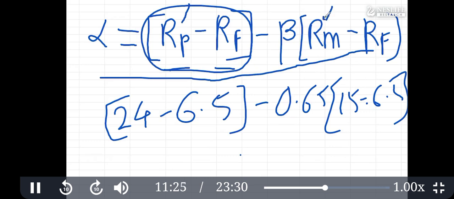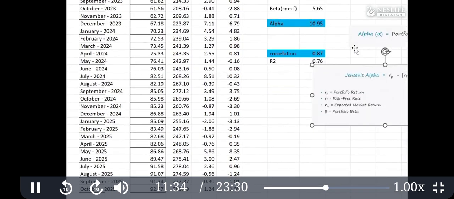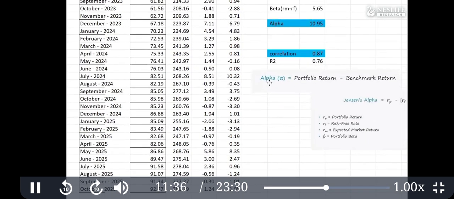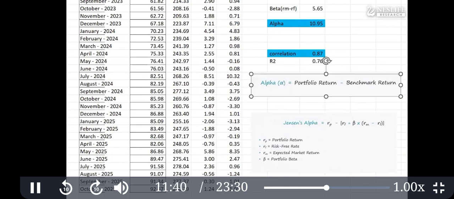Market return, we calculated from starting value and ending value. Beta, we calculated from the data of both. It is called a Jensen alpha. Sometimes people consider alpha to mean just purely this. Okay, so there is a lot of confusion amongst market professionals as well.